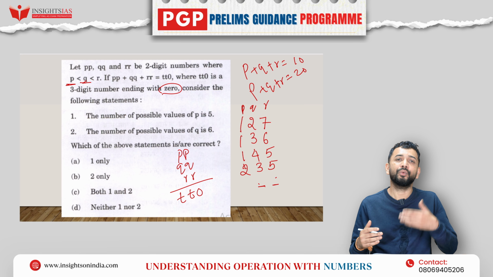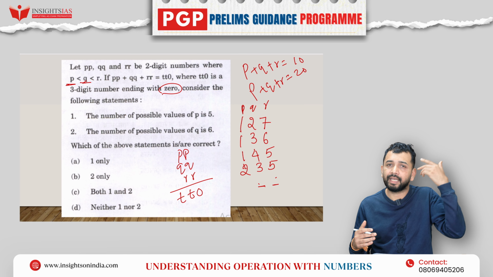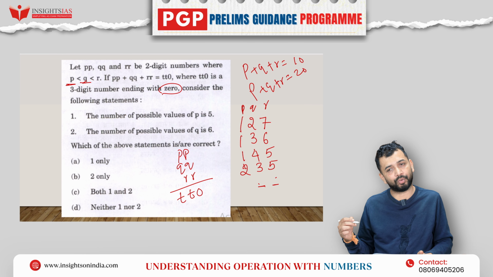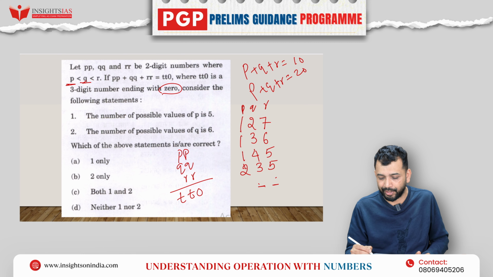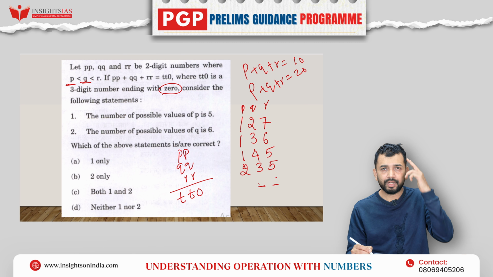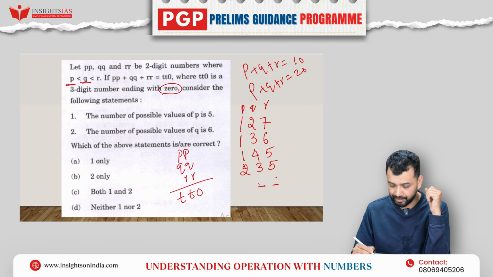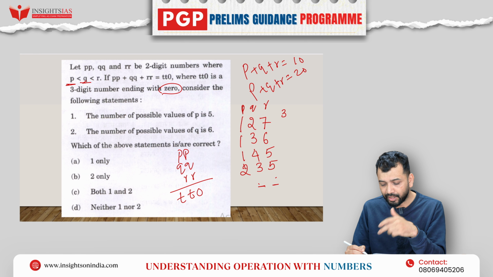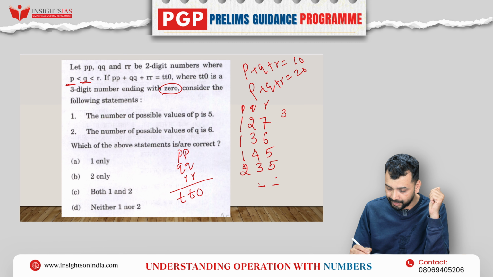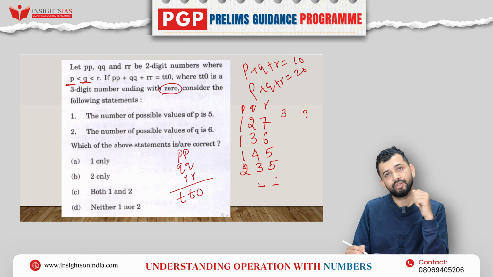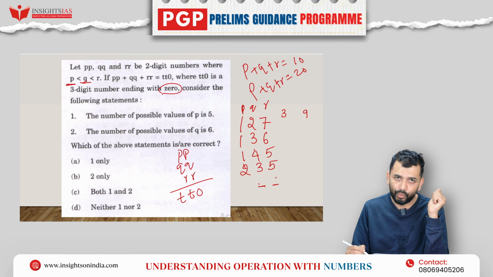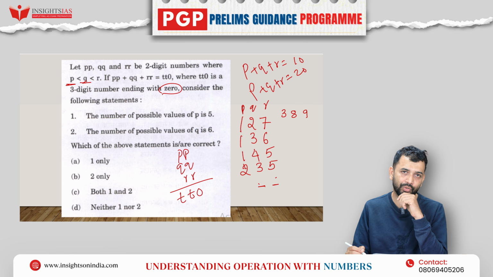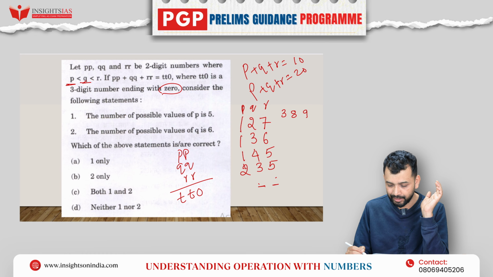When I increase P, I can think of making it 20 now. With 10, all the possibilities are over. Now let's think for 20. First think P as 3. What is the maximum value R can have? That is 9. So 3 plus 9 is 12. To make it 20, I can put Q as 8. So 3, 8, 9 is one more possibility.